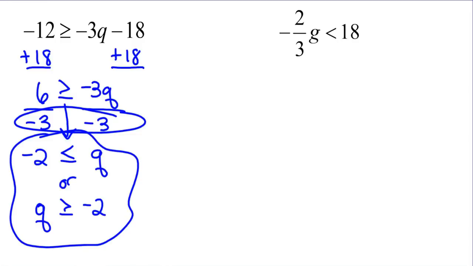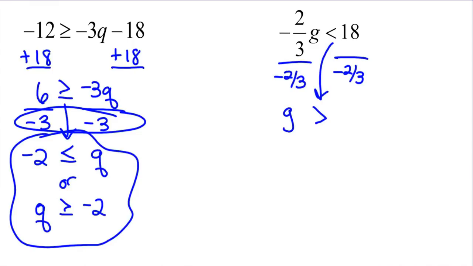And then finally, negative 2/3 g is less than 18. I'm going to have to solve this by dividing both sides by negative 2/3. And again, I'm dividing by a negative number, so that inequality symbol needs to be flipped around. And that gives me g is greater than negative 27.